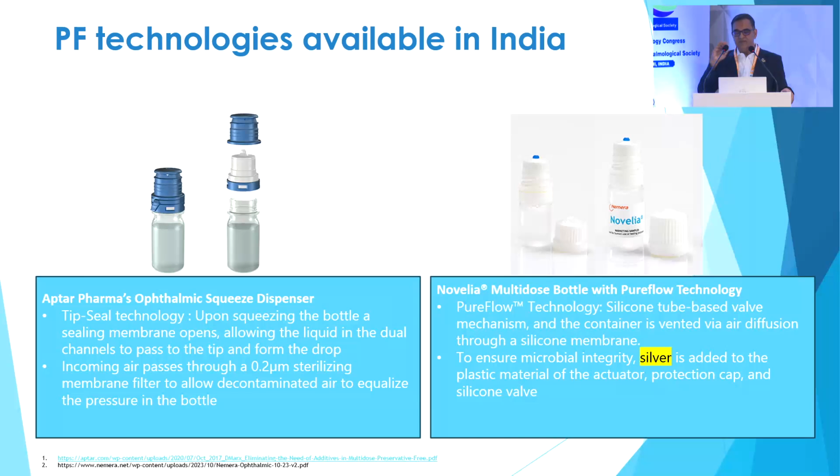Whereas the Novalia has, for microbial integrity, some kind of silver in the plastic material which is lined within the bottle. So that's the basic difference between the Novalia and the Aptar. Patients sometimes have a little difficulty in squeezing the bottle with both the Aptar and the Novalia because it doesn't have the nozzle appearance. It has a little bump in the bottle, as you can see. So there's a little difficulty. Patients sometimes express difficulty in getting drops out of this bottle. The drop actually appears very small.